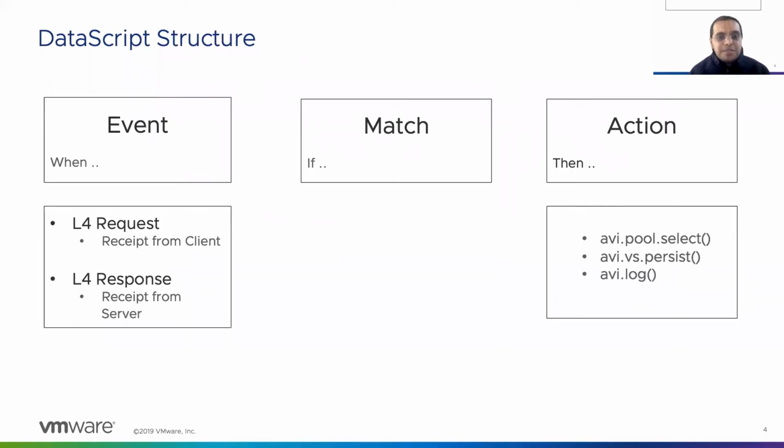Talking about the DataScript structure itself, it contains an event, that is, when to invoke the DataScript, a match criterion, which represents the if condition, and an action, the action to be taken on a match. Specific to L4 DataScript, there are two events supported. L4 request event is invoked on receipt of a packet from the client. L4 response event is invoked on receipt of a packet from the server. A plethora of actions are supported, such as avi.pool.select, which selects a specific pool of servers, avi.vs.persist, which does persistence and then selects the pool of servers, so on and so forth.